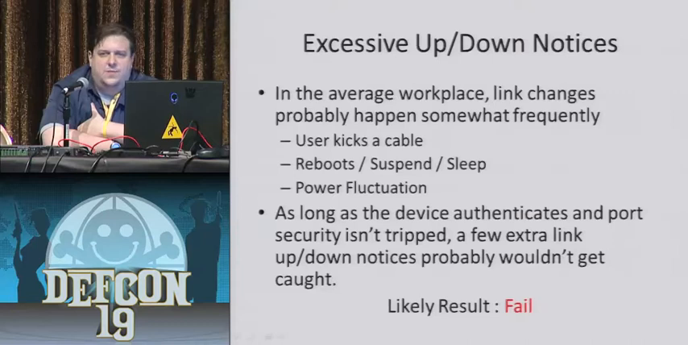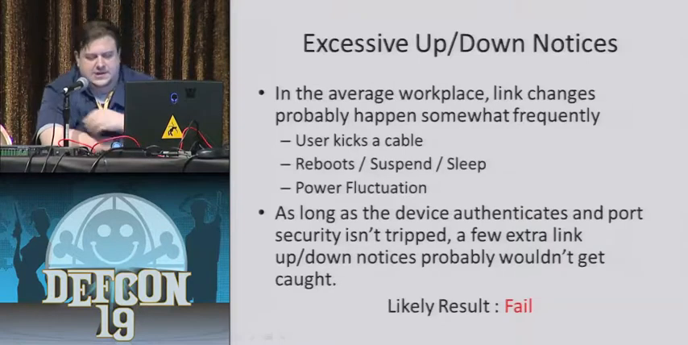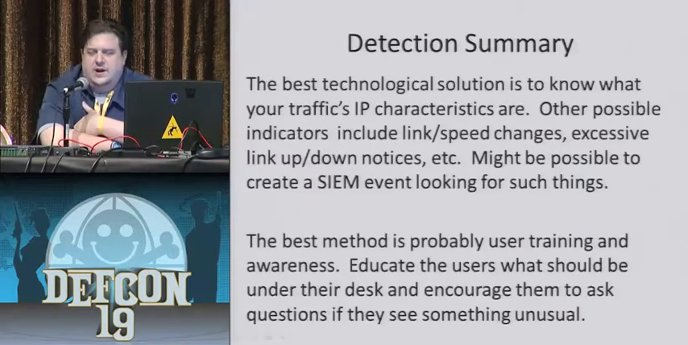Come up with an event for, and maybe see what you consider to be excessive up-down notices on a particular link if that's what you want to try. So sadly, the best technological solution is to really understand the characteristics of what your network traffic looks like, and then focus on trying to look for anomalies.